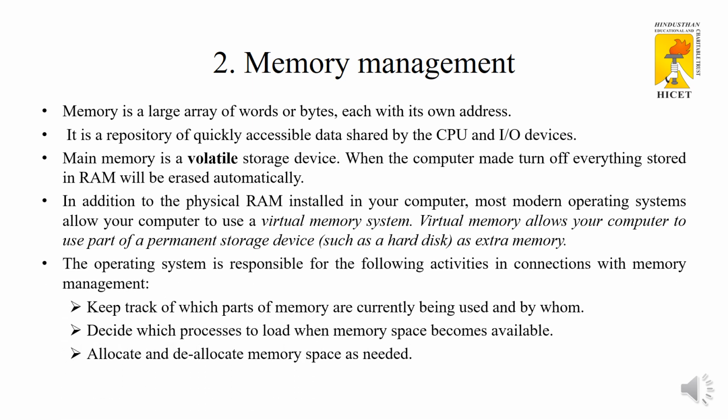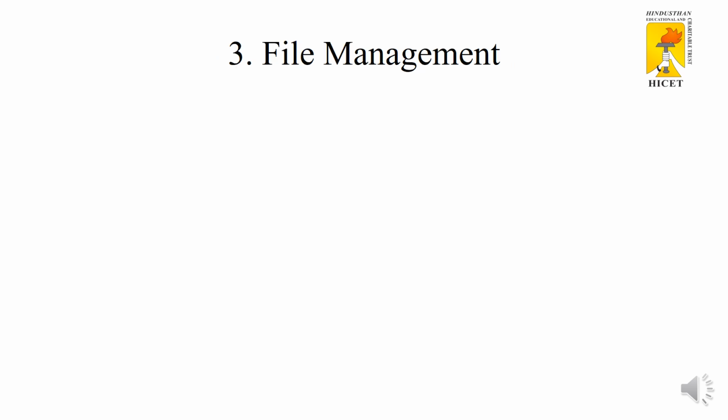The operating system is responsible for the following activities in connection with memory management. Keep track of which parts of memory are currently being used and by whom. Decide which process is to be loaded when memory space becomes available. Allocate and deallocate memory space as required.